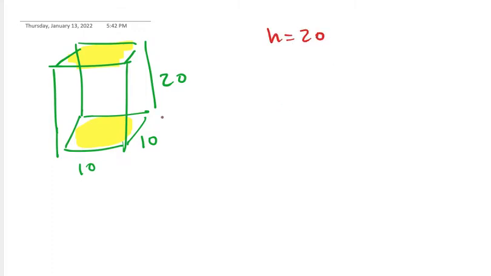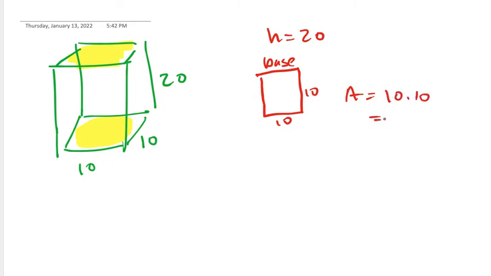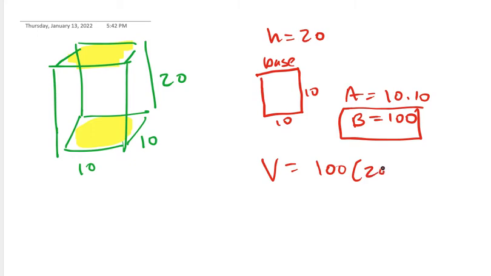So we're going to pick one of the bases and find the area. And so the area of a square or rectangle, we learned, is length times width, or base times height, we often say. 10 times 10, which is 100. So our volume is going to be the area of the base, which is 100, times the height, or 2,000.